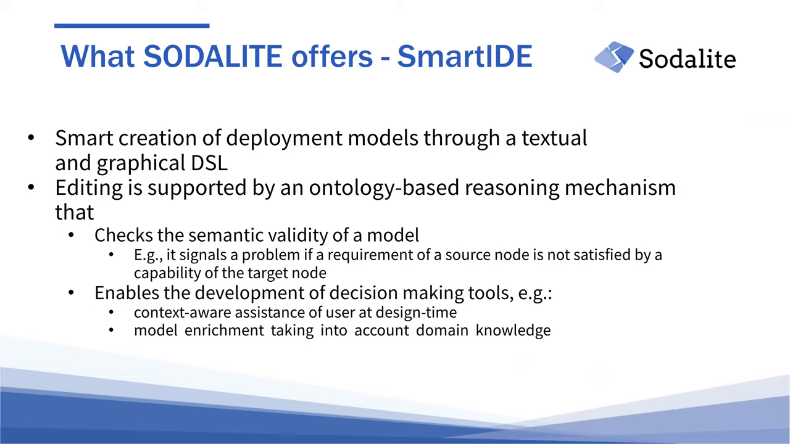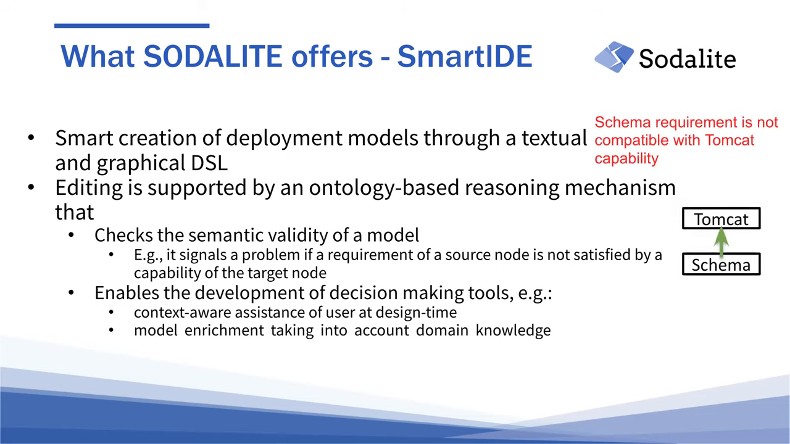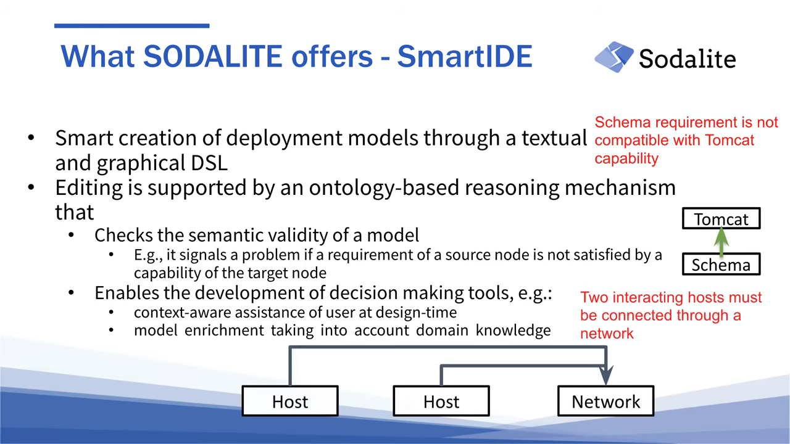As for the smart support to the development of a deployment model, we have already seen it. I'm just reminding you that essentially we try to offer a mechanism and a set of suggestions that allow us to avoid trivial errors by the user, such as the case in which I want to deploy a database schema on a Tomcat, for instance, which of course doesn't make sense. And we have also some automation mechanisms that allow us to infer, from the way the user defines a certain system, that, for instance, we need to create a network between two hosts, and therefore some part of the infrastructure as code can be inferred and attached to the deployment model being created by the user in an automated way.